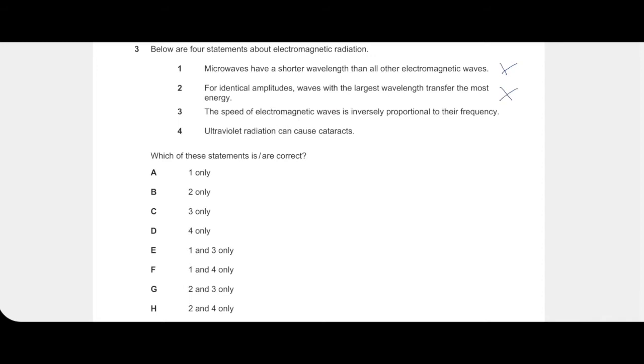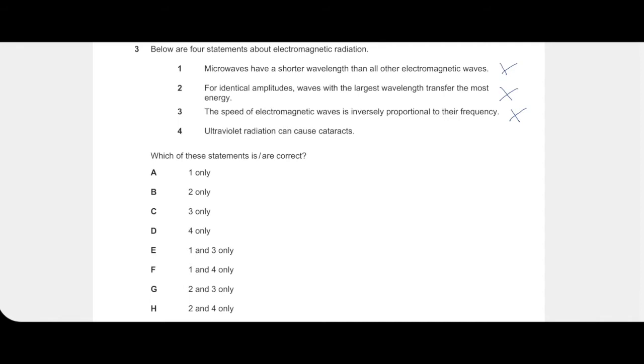Statement number 3. The speed of electromagnetic waves is inversely proportional to their frequency. That is incorrect. It's actually proportional to their frequency. And how do I know this? This is because the speed of light is equal to the frequency times the wavelength. And using this equation, we can therefore tell that the speed of an electromagnetic wave is directly proportional to their frequency.